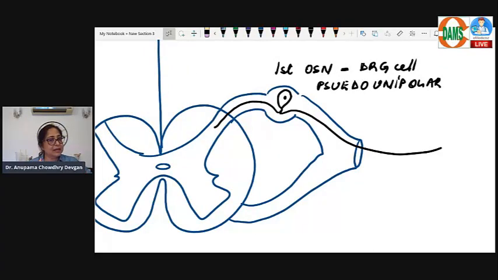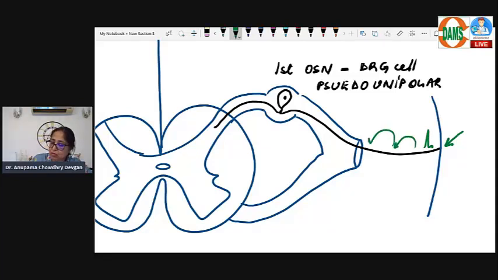spinal cord. Now, when I give a stimulus on the skin, it could be pain, temperature, crude touch, the action potential arises in the first node of Ranvier, then jumps from node to node towards the spinal cord. This is your first order sensory neuron. There is a peripheral process and there is a central process.